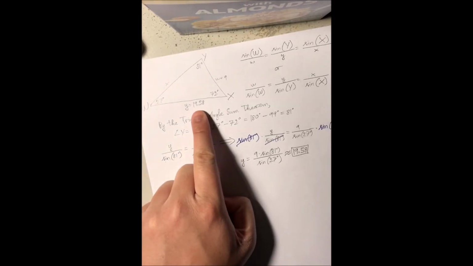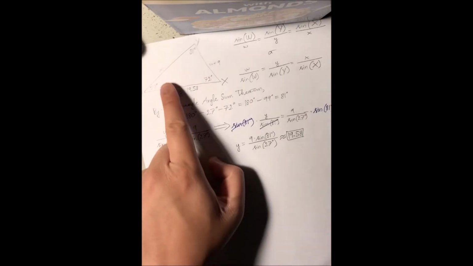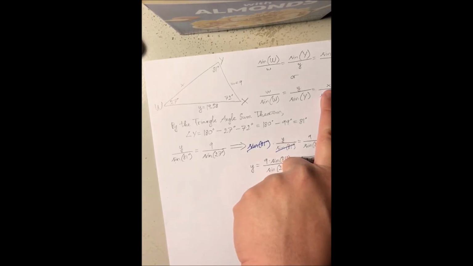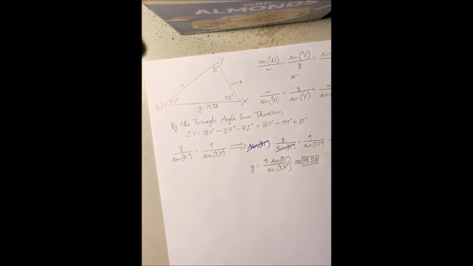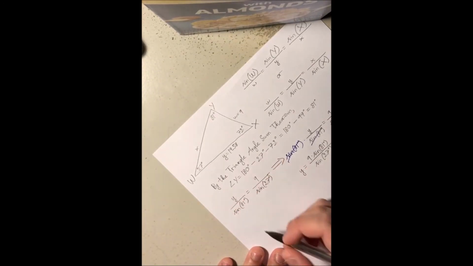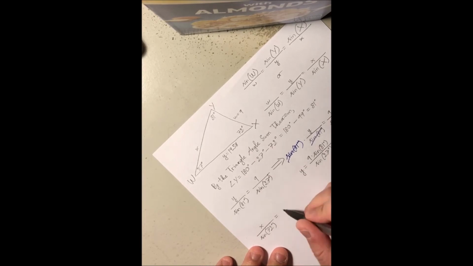Now, with lowercase y being known, and we're left with just lowercase x, it is now more flexible to set up the x ratio to be equal to either the y ratio or the w ratio. I'm going to set the x ratio equal to the y ratio because I used the w ratio earlier. So to evaluate lowercase x, I'm going to have lowercase x over sine of uppercase X, which is 72, equal to lowercase y, which is 19.58, divided by sine of capital Y, which is 81.